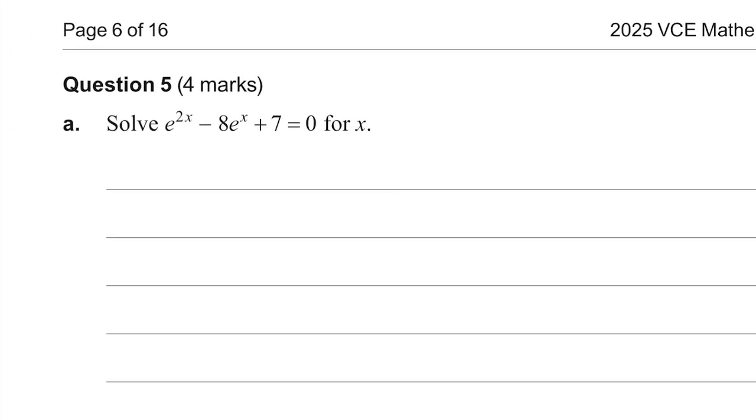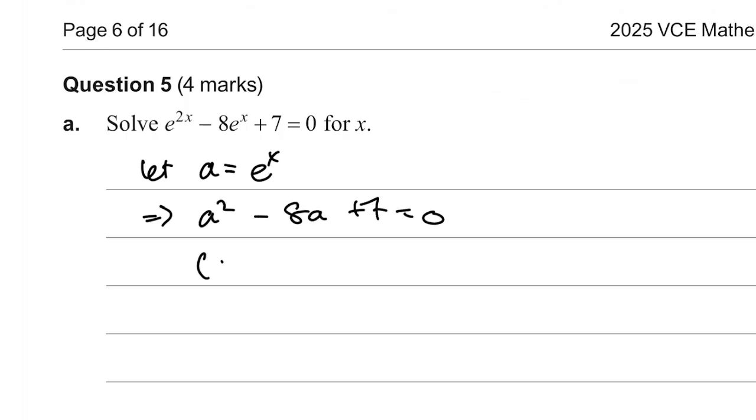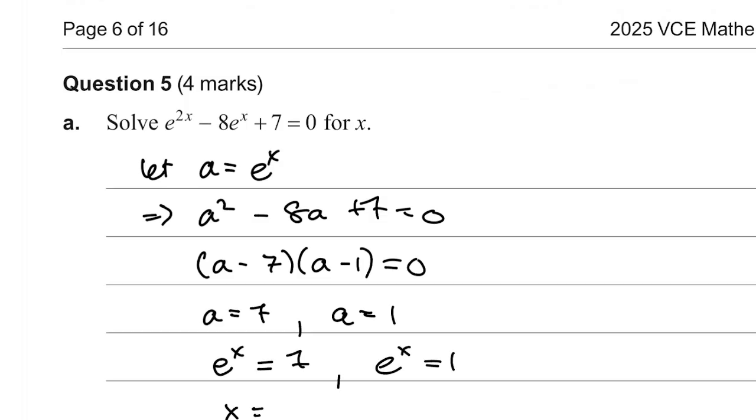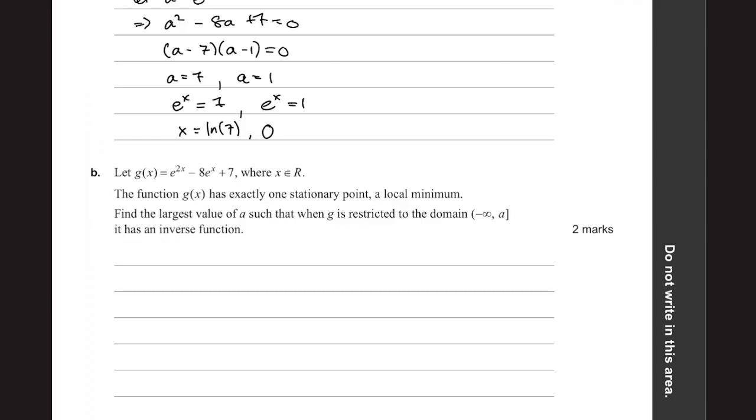Cool. Solve this. Okay, just let e to the x equal a or something. So therefore we can say that a squared minus 8a plus 7 is 0. So we have a minus 7, a minus 1 equals 0. Is that right? Yeah, okay, cool. So I'm going to have a equals 7, a equals 1. So therefore we have e to the x equals 7, e to the x equals 1. So x is going to be either log e 7 or 0.